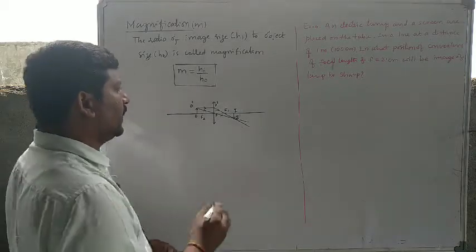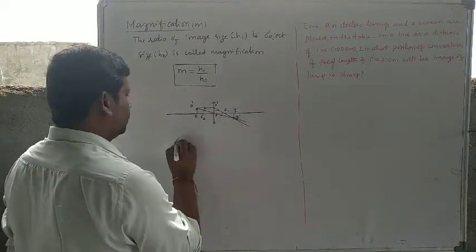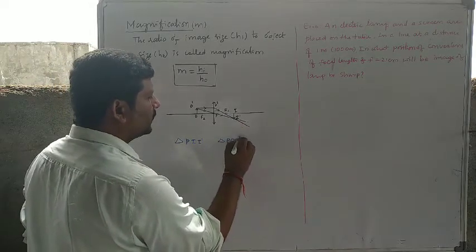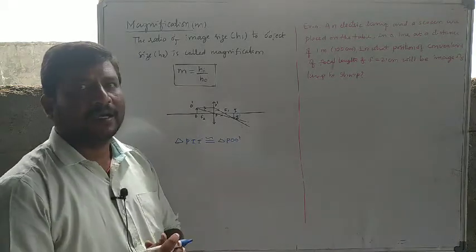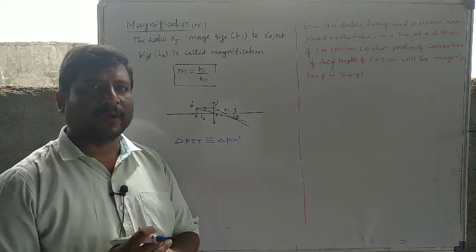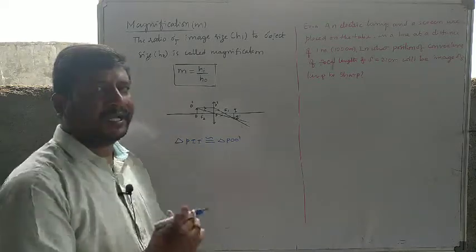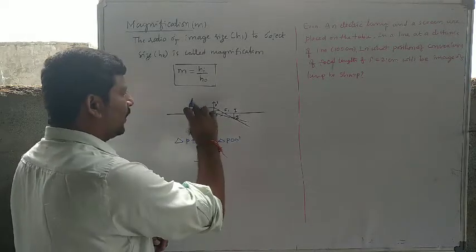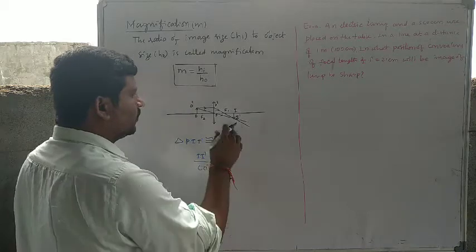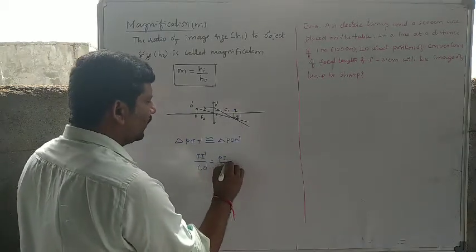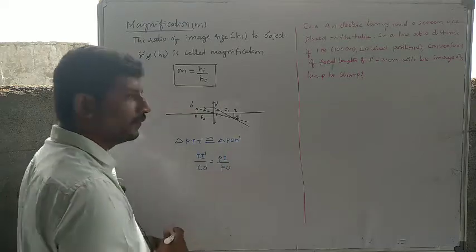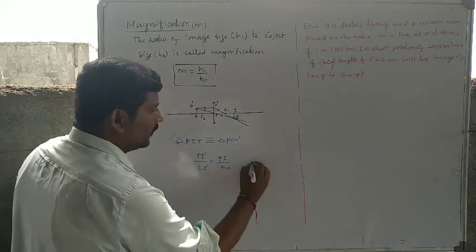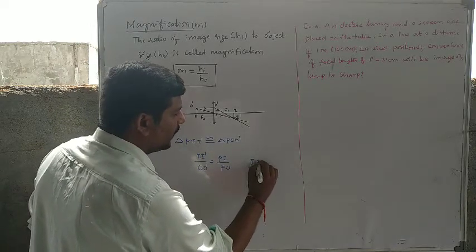Now take these triangles PII dash and POO dash, which are similar triangles. According to the properties of similar triangles, height by height equals base by base. Height of this triangle II dash by height of this triangle OO dash is equal to the base of this triangle PI and the base of this triangle PO. II dash is nothing but the image height.